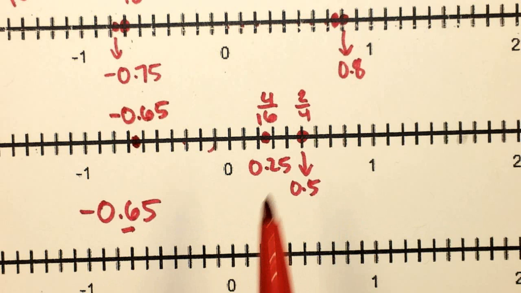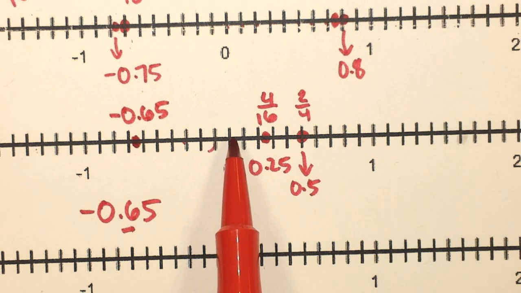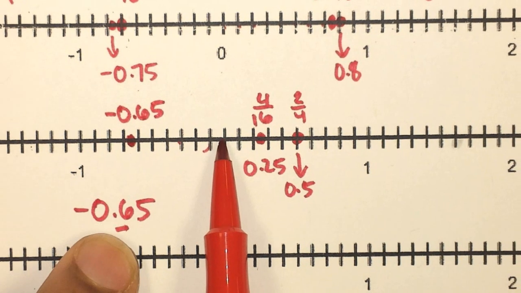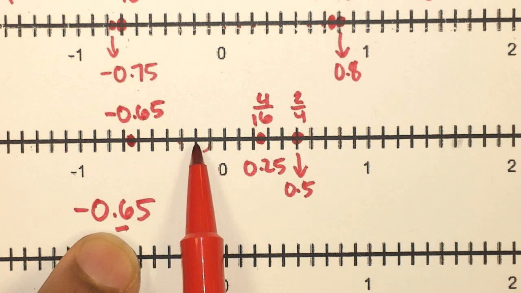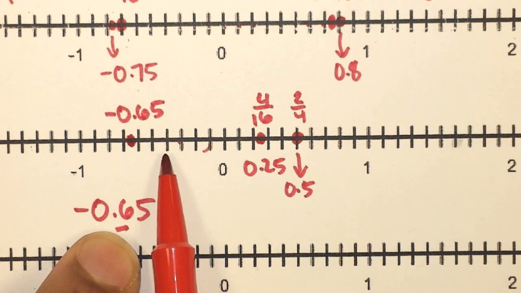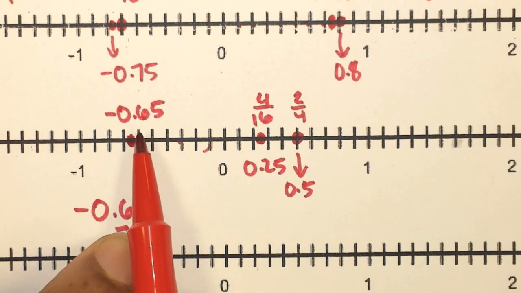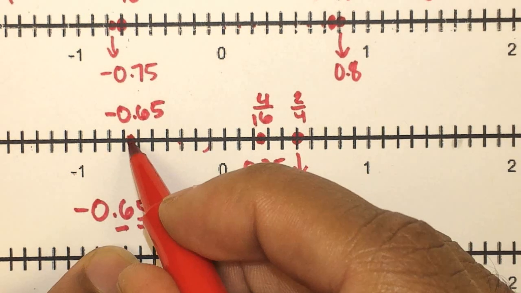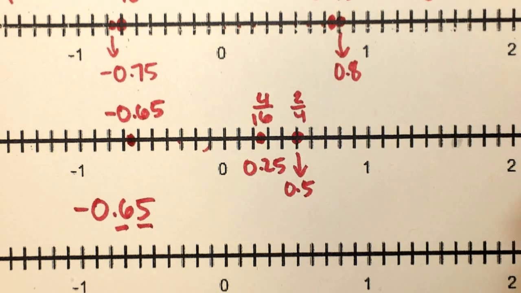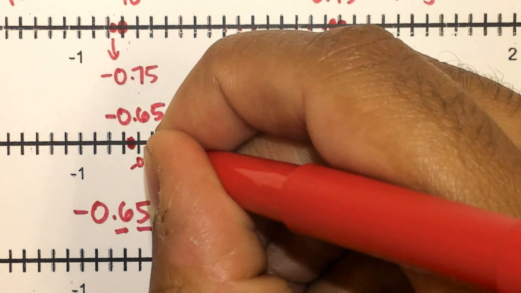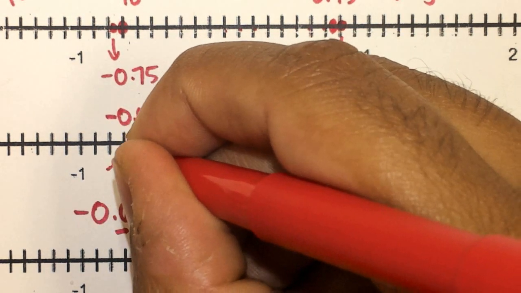Again, if you need to rewatch it, we can always rewind it. Start at 0. 6 tenths, negative, is to the left. 1, 2, 3, 4, 5, 6. 5 hundredths, again, is a little bit between our tenths places. Think about it as being between negative 0.60 and negative 0.70.